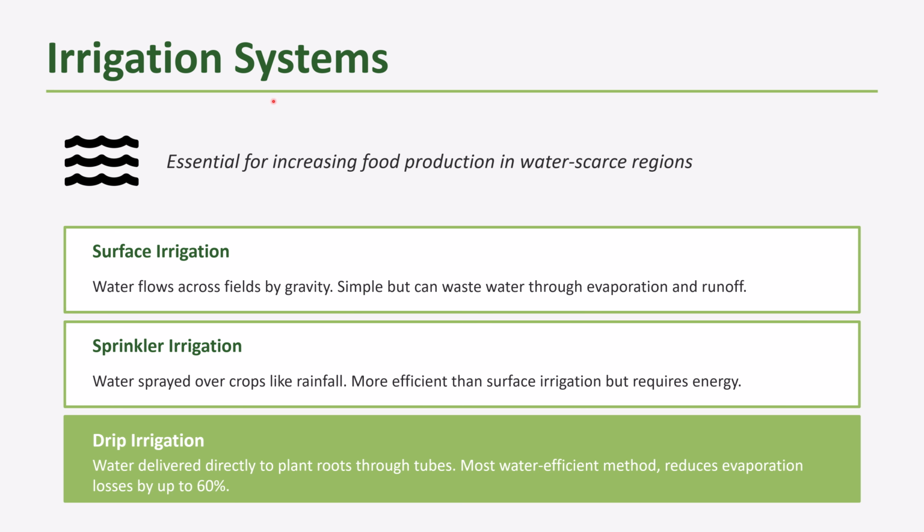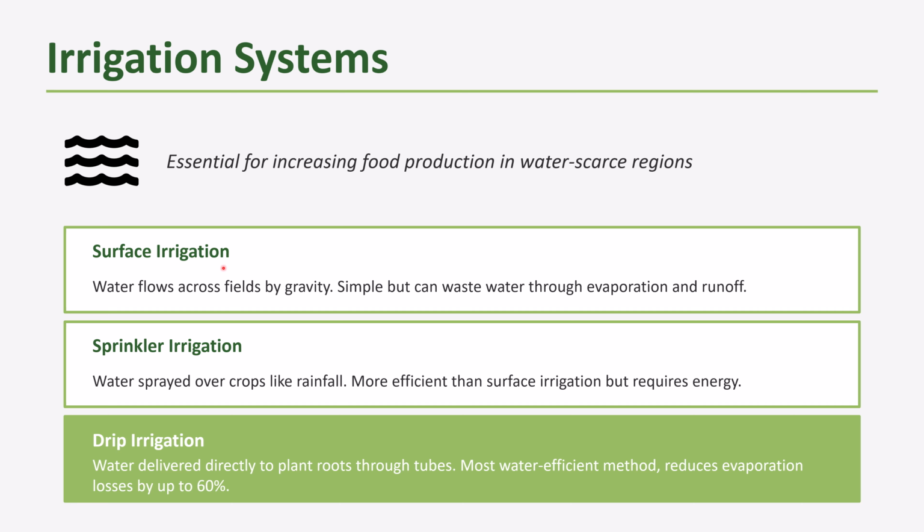One of the biggest limiting factors in agriculture is the availability of water. In water-scarce regions, irrigation systems are absolutely essential for increasing food production and ensuring crops reach harvest. However, not all systems are created equal. They vary significantly in efficiency and cost. Let's look at the three most common methods.